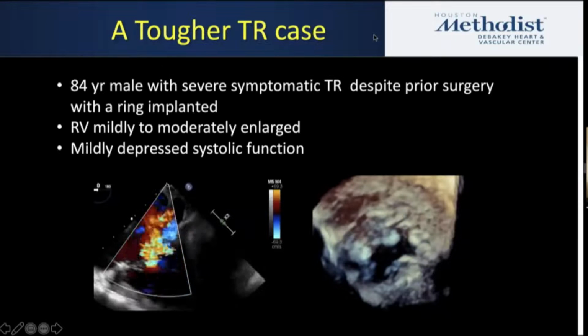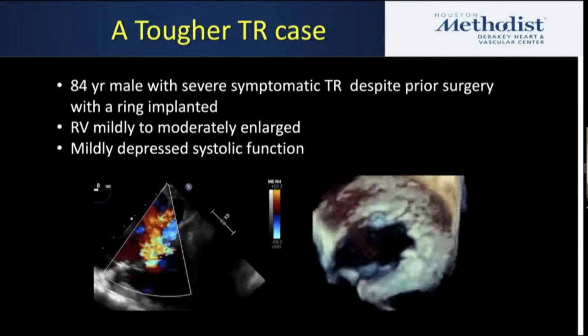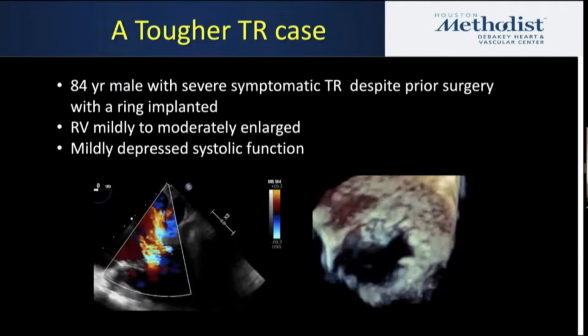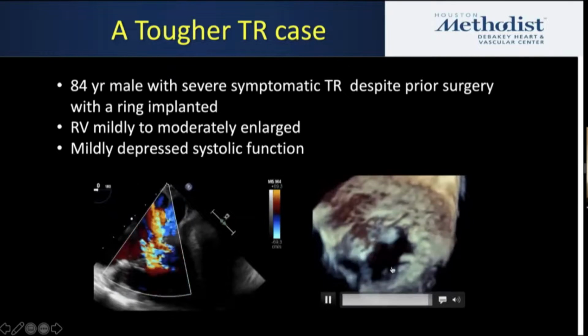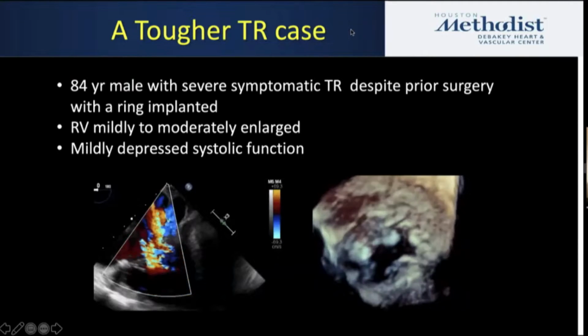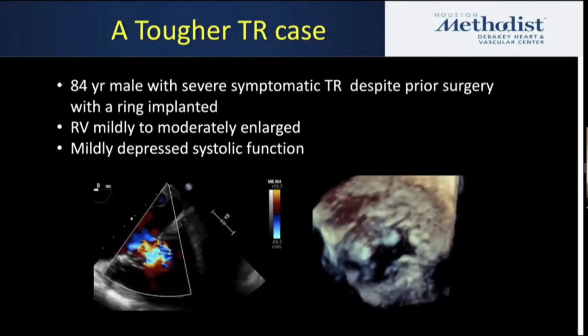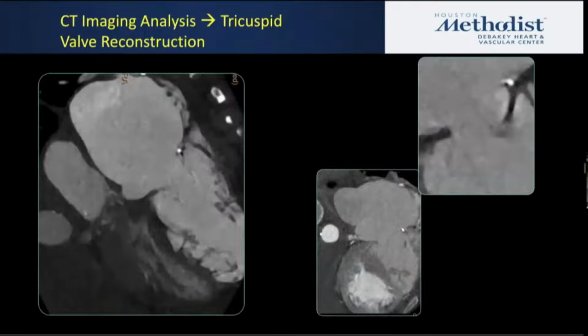This is an example of a much tougher case. This was an even older gentleman who'd had a prior surgical tricuspid ring, still had significant TR, and had a more typical TE image quality. You can see it's too much gain here, sort of moth-eaten. You can see a bit of the ring, but the image quality is nowhere near the same as the last case. And this one's unfortunately more representative of what a TE can typically achieve with tricuspid imaging.